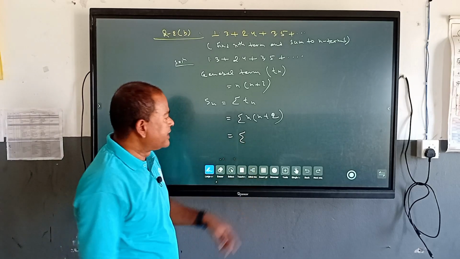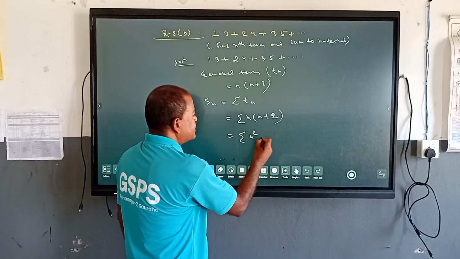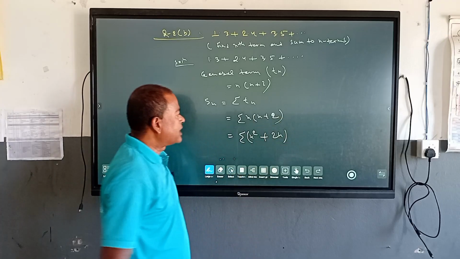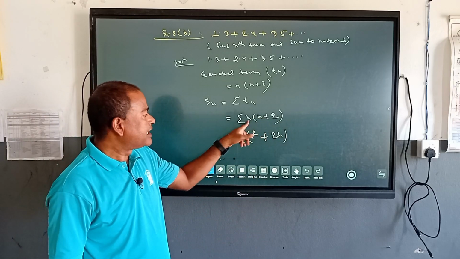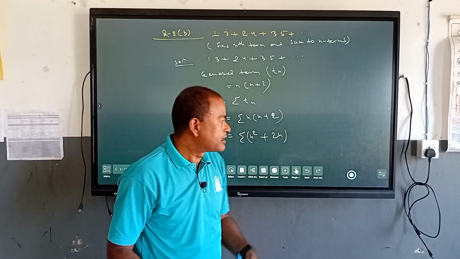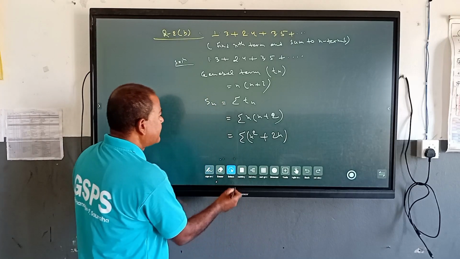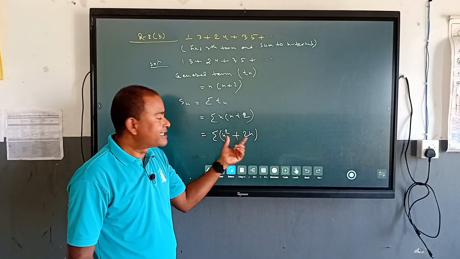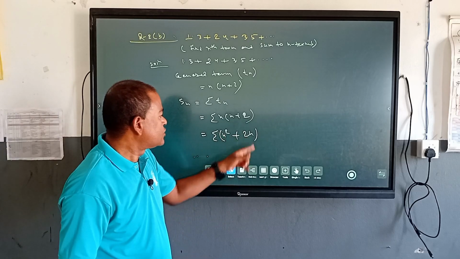So let's do simplification. n times n means n square. n times 2 means 2n. So after multiplying n plus 2 by n, we get n square plus 2n. So dear students, now we can break down this series into two parts because there are two terms.